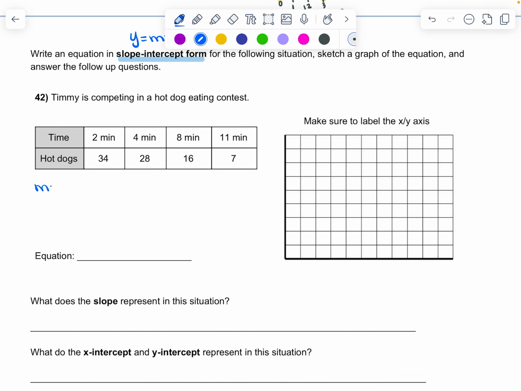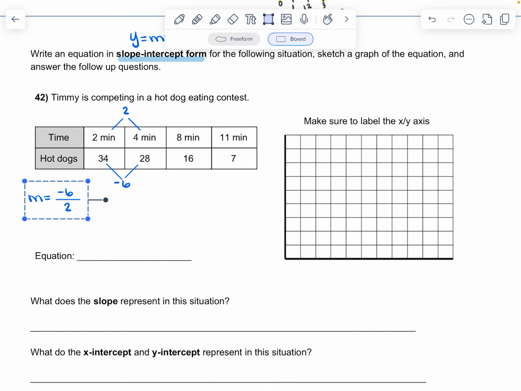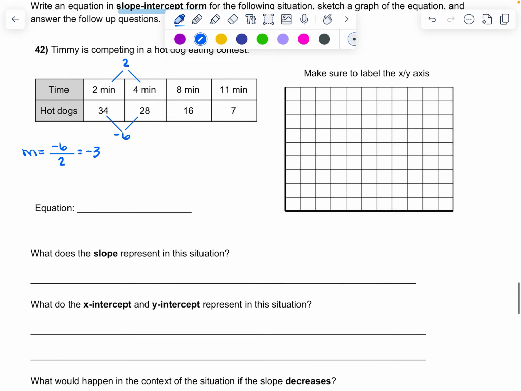Okay, so obviously the first thing we need is the slope. And it's a table, so obviously our hot dogs are decreasing by 6, like that's our numerator. And then our change in x, right, is by positive 2. Sorry, let me scooch this down so I don't run in there. All right, so that means our slope is negative 3.